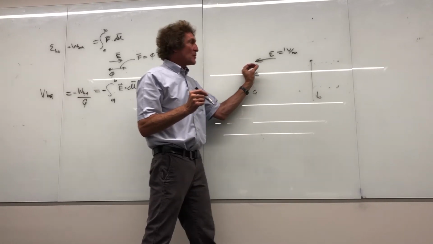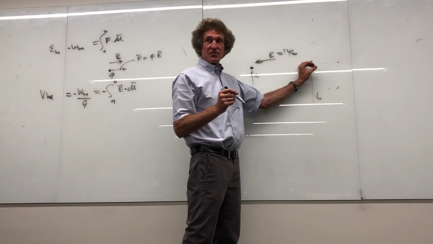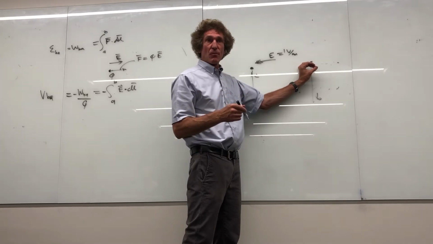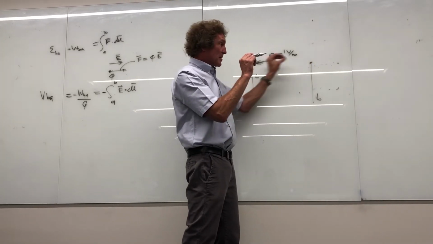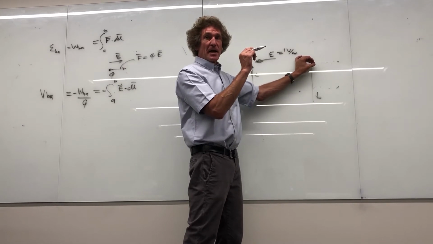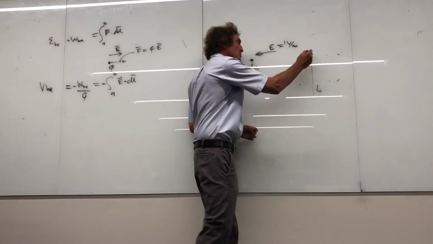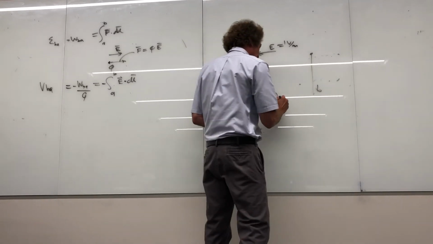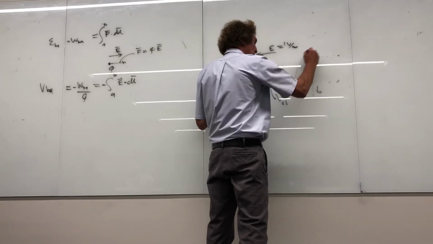The work I would do in moving that would be positive work. I'm pushing against the force, so I'm applying a force that, when I integrate it in that direction from here to here, is positive, right? And if I divide by the charge, that would be the voltage between these two points, where this would be VAB, where this would be A, and this would be B.